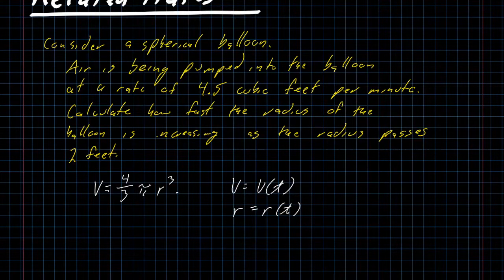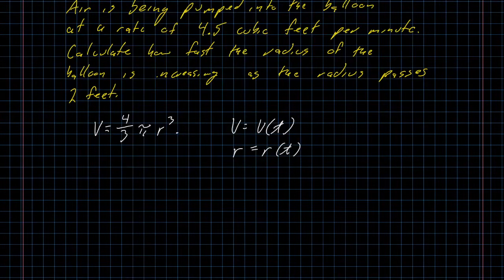What else do we have? All right, 4.5 cubic feet per minute. That's how fast air is being pumped in, and pumping air into the balloon is literally changing its volume. So the change in volume over time, that's dV/dt, is equal to 4.5 cubic feet per minute, but 4.5 as a number is good enough. And that's constant. That's for all values of t, it's not a function.